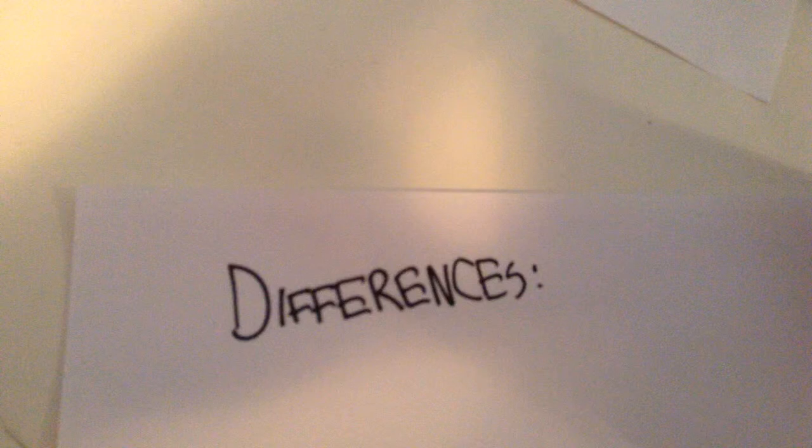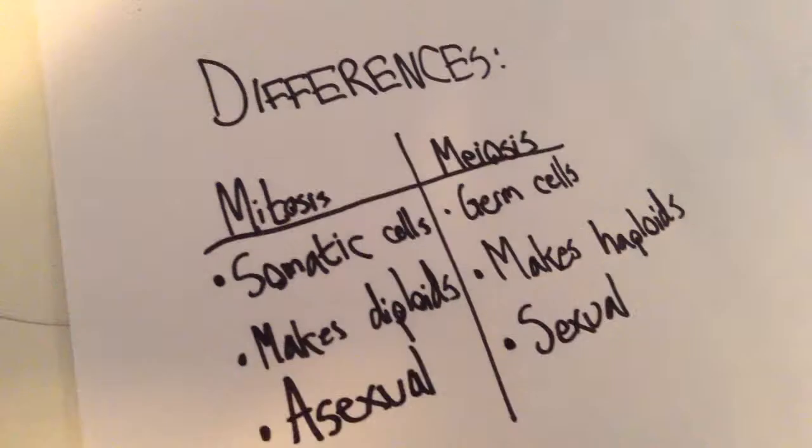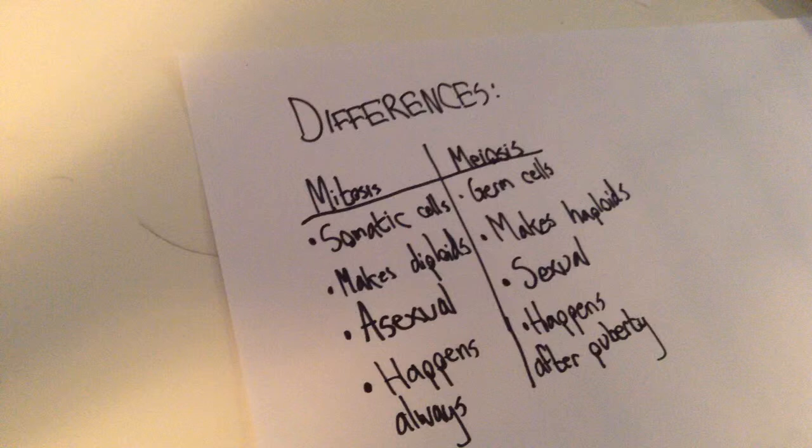Mitosis occurs in one step, whereas meiosis occurs in two steps, meiosis 1 and meiosis 2. Mitosis produces two diploid cells, meaning that each cell has two of each chromosome, one from each parent. Meiosis produces four haploid cells, meaning that each cell has only one copy of each chromosome. Mitosis occurs in body or somatic cells. Meiosis occurs in the germ cells of the sex organs.